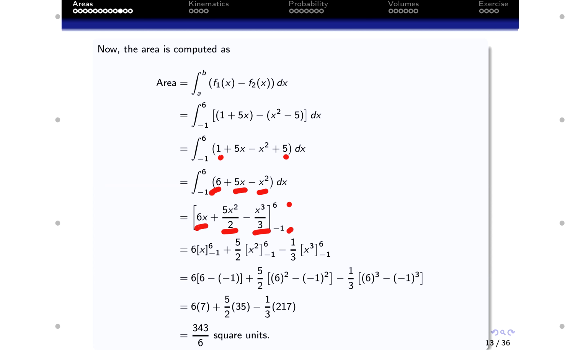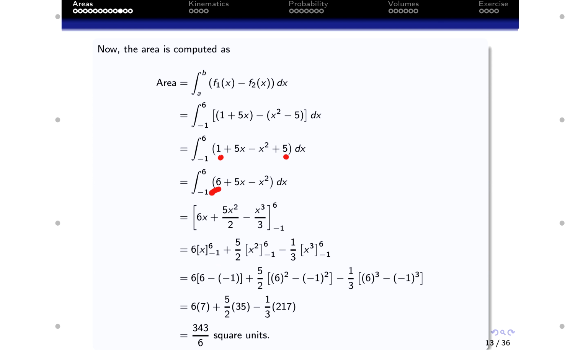Like I like to do, take out the constant so you can have easy access. So you have 6 out, you have x evaluated from minus 1 to 6. You have 5 over 2 out, you have x squared evaluated from minus 1 to 6. And you have minus 1 over 3 out, then x cubed evaluated from minus 1 to 6, like that. Okay, so now things are easier.